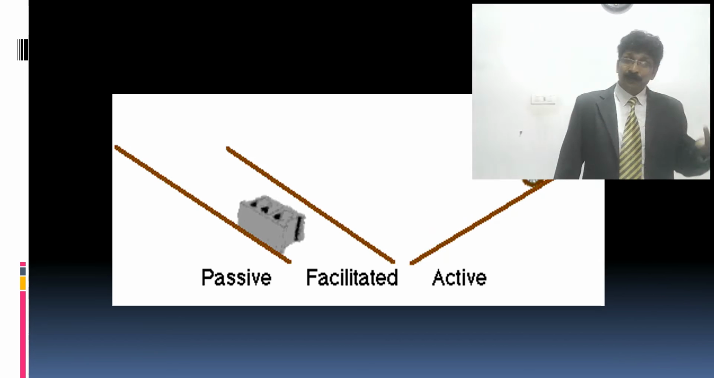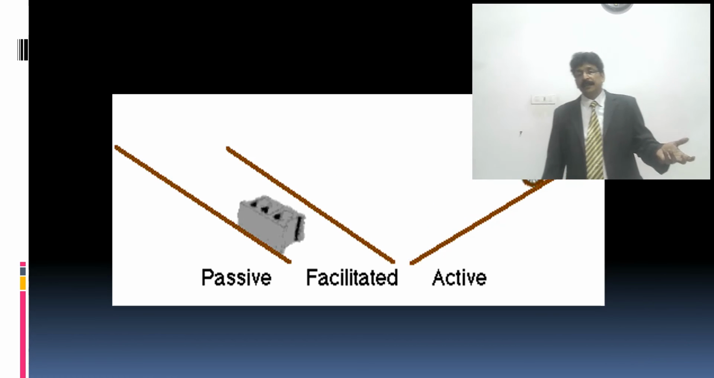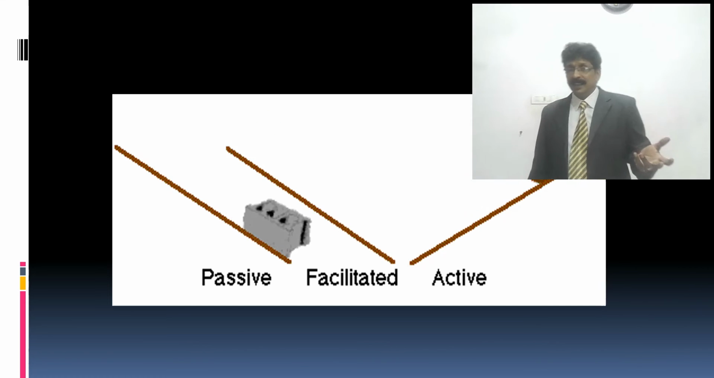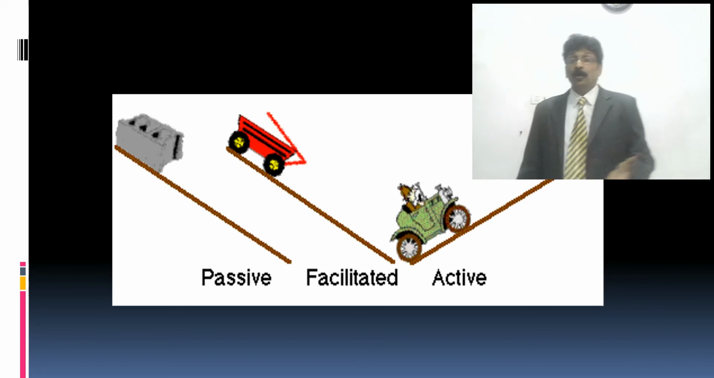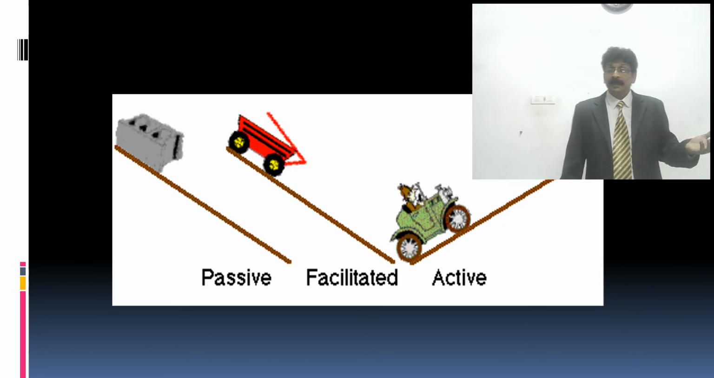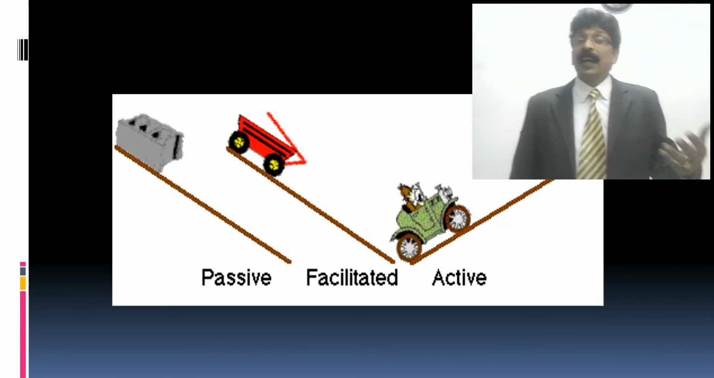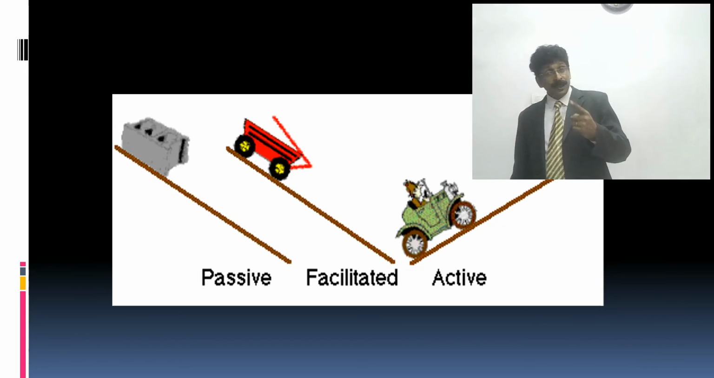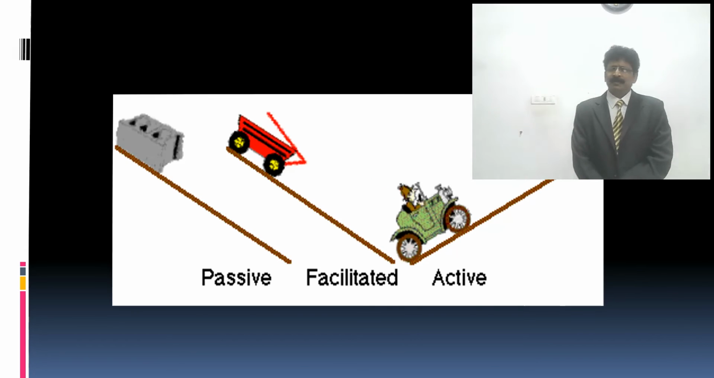So it's very clear, in passive diffusion, it doesn't have any carrier. It goes from high to low concentration, and it doesn't need any energy. Facilitated diffusion also goes from high to low and doesn't need any energy, but only a carrier is needed, like the wheel which is shown there. Active transport needs a carrier as well as energy, and it also moves in the opposite direction, from low to high concentration. Very simple, a person can explain by means of this picture.